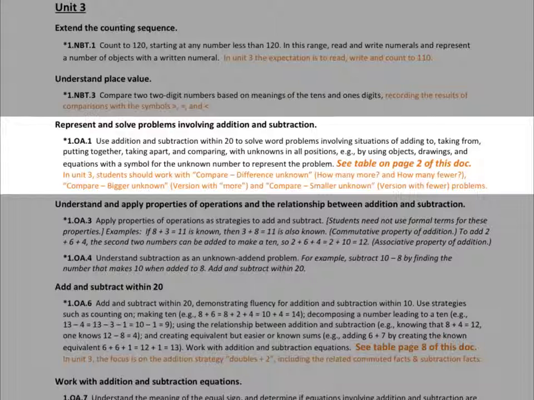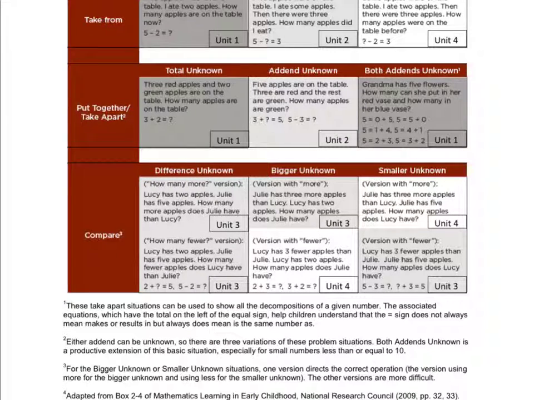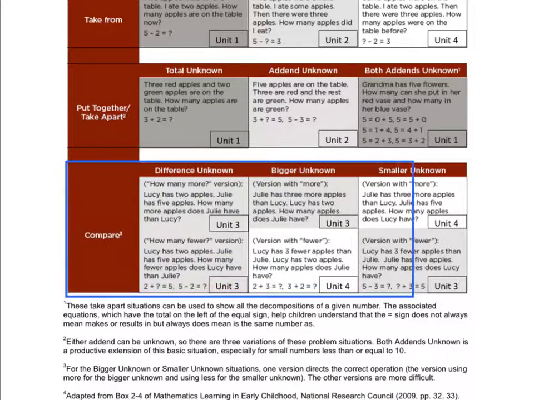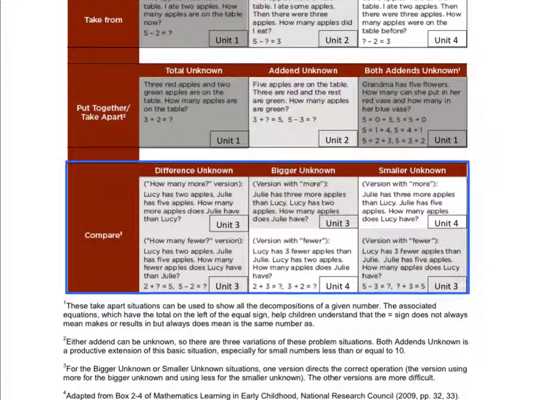Let's take a look at the table on page 2 of your curriculum map to see the problem types that we're introducing in Unit 3. In Unit 3, we're introducing the compare problem types, except for the two problems here that are shaded in white. Those two problem types are introduced in Unit 4. Let's talk for a minute about why those problem types are excluded from Unit 3.